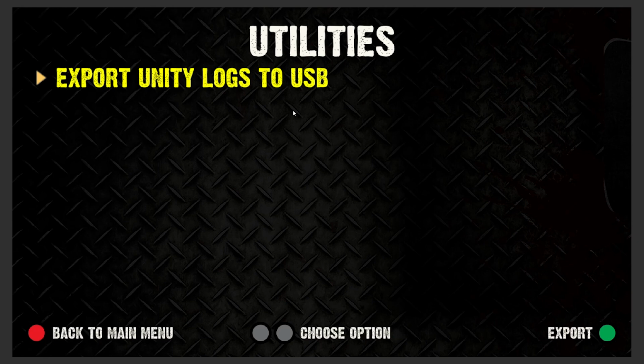And this exports the Unity log. So if there is a crash or something, and it creates a crash report, this exports those to USB so you can email those to Spooky Support or myself, and we can try to figure out what happened.